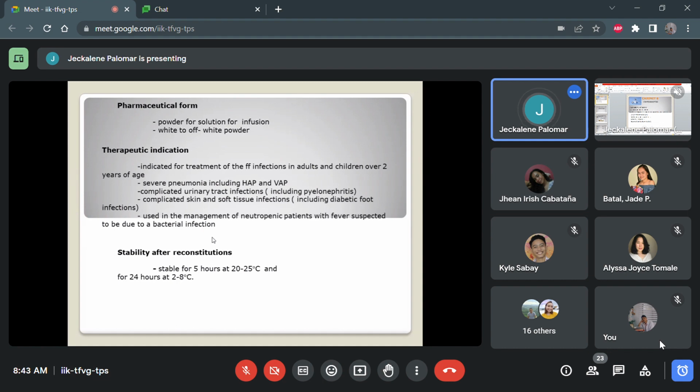So the pharmaceutical form is a powder for solution for infusion, a white to off-white powder. Therapeutic indication: indicated for the treatment of the following infections in adults and children over 2 years of age. Severe pneumonia, including HAP and VAP. What are HAP and VAP? Does anyone want to guess what these are?